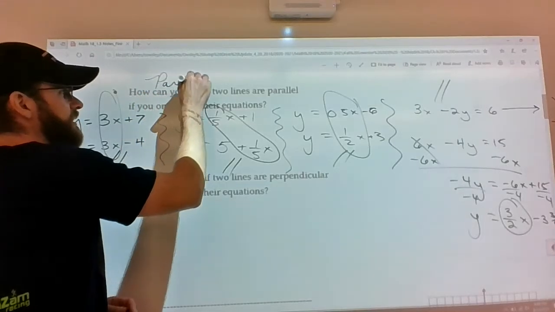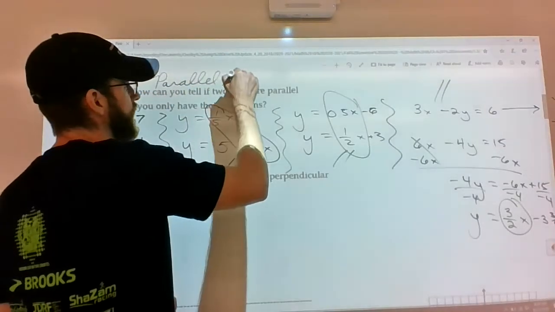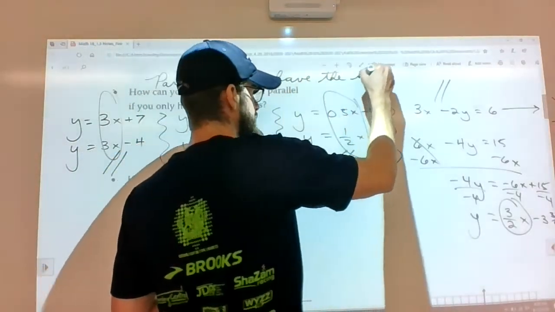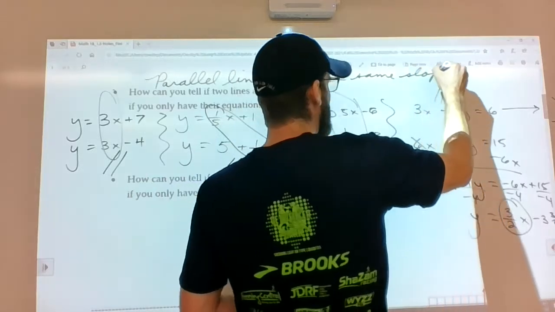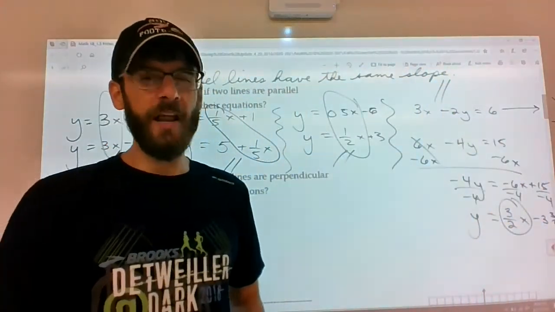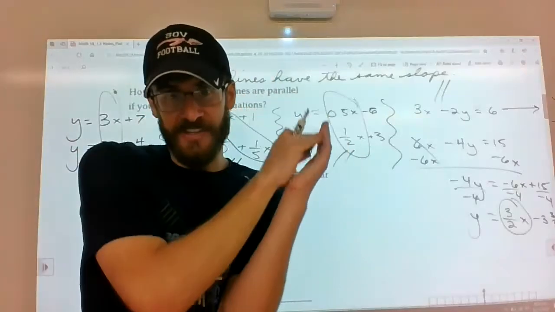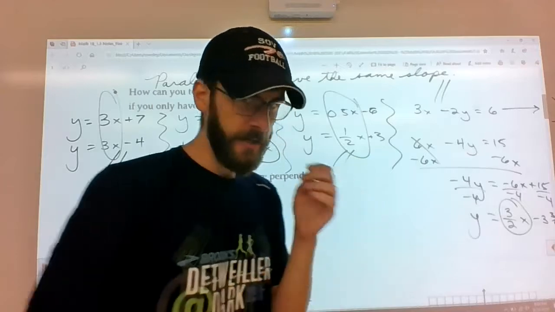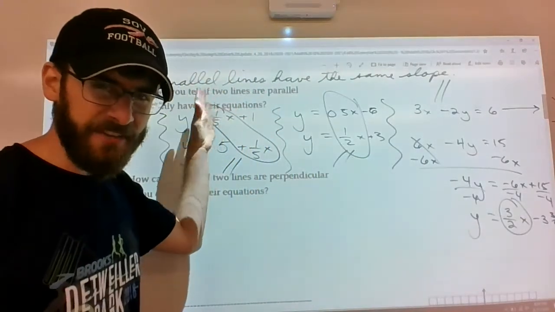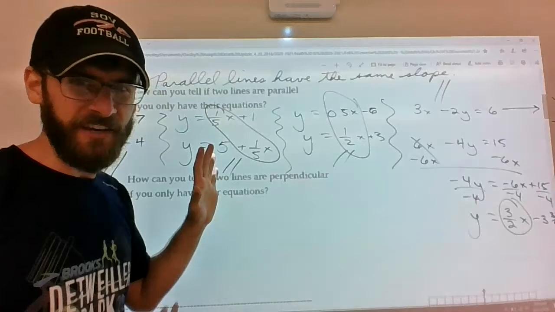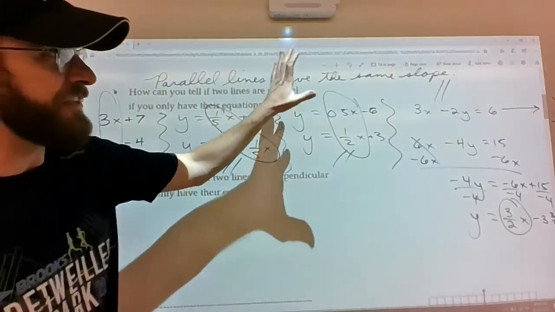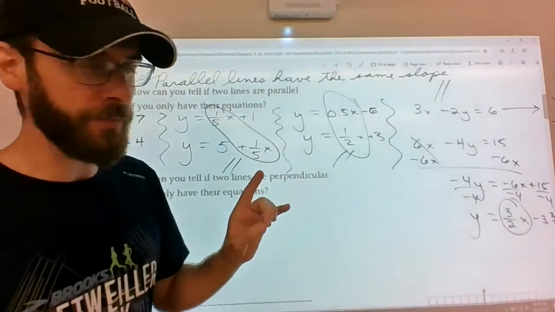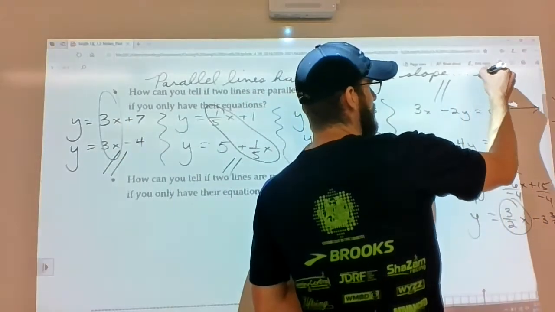Parallel lines have the same slope. And I guess there is a case where, what happens if I give you two equations that end up being the same one? They wouldn't be parallel because they would be intersecting everywhere. So take this definition as a pretty good definition: parallel lines have the same slope. But I should reiterate one more time, they don't intersect.